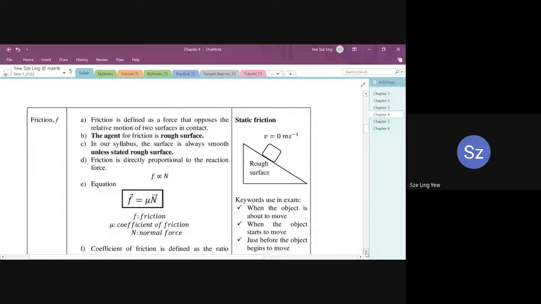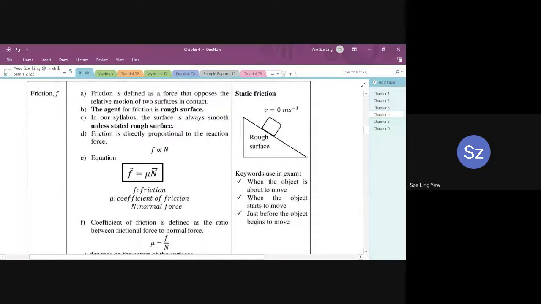Now the next one is friction. Friction is slightly more complicated. Why? Because we have two types of surface. Friction is defined as a force that opposes the relative motion of two surfaces in contact. When it comes to friction, the thing we need to see is whether the surface given is a rough surface or a smooth surface. If it is a smooth surface, then we ignore friction. That is a key part that we're going to look at.